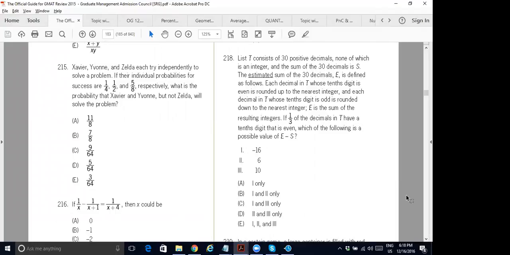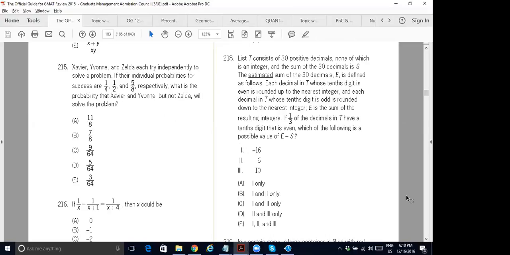List T consists of 30 positive decimals, none of which is an integer, and the sum of the 30 decimals is S. Estimate its sum of the 30 decimals. E is defined as follows: each decimal in T whose tenth digit is even is rounded up to the nearest integer, and each decimal whose tenth digit is odd is rounded down to the integer. So E is the sum of all these. So E is the sum of all 30 integers. E is the estimated sum of all 30 decimals.